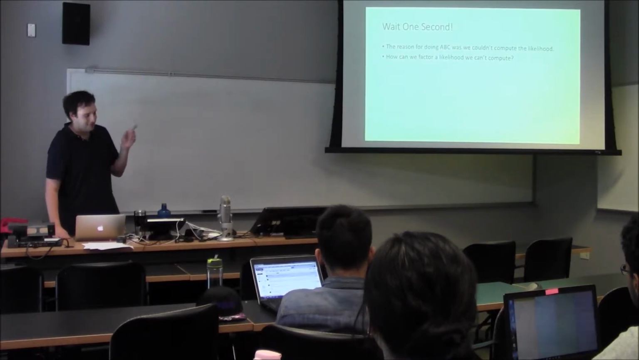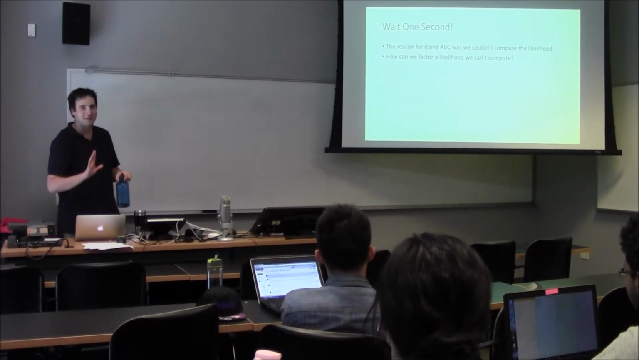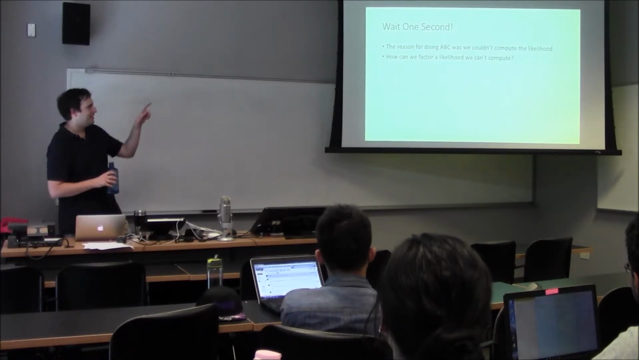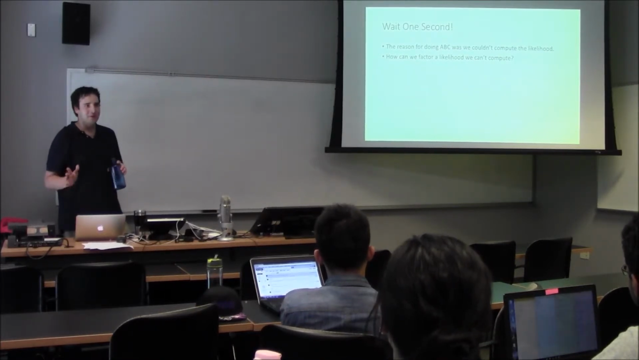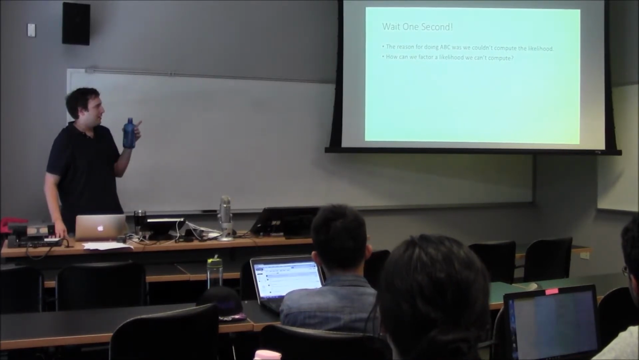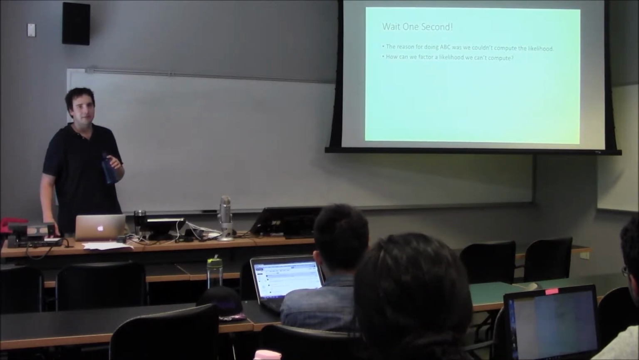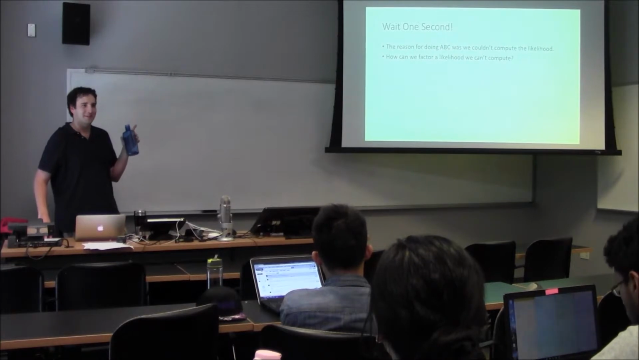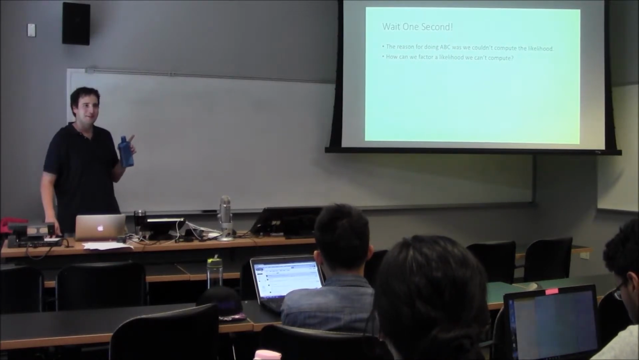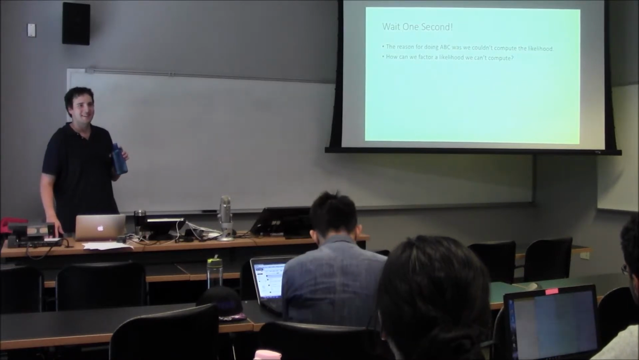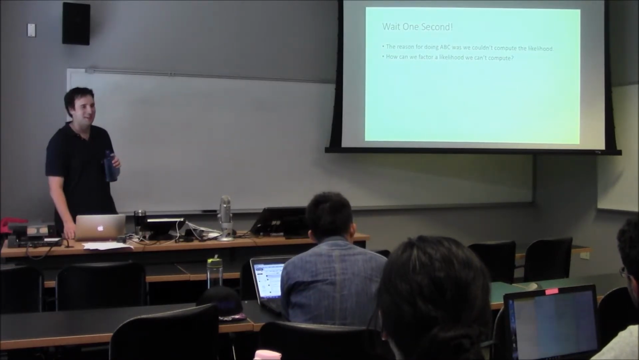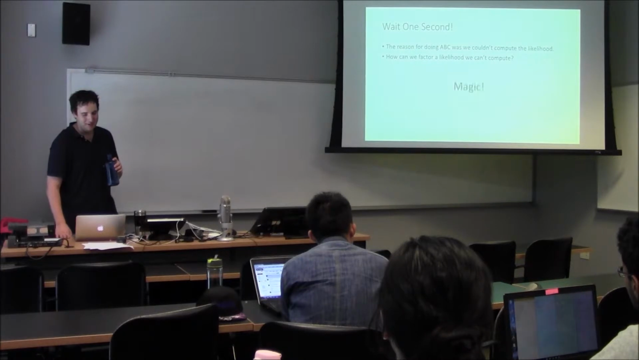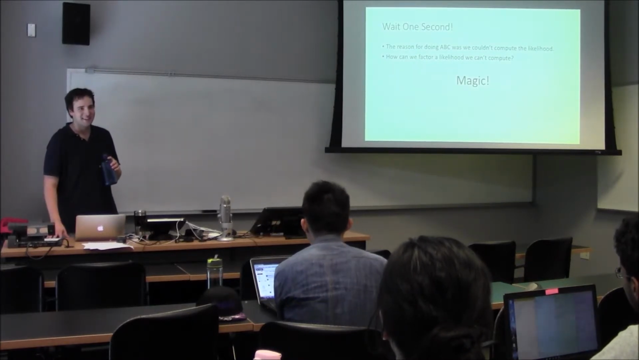So I know that you guys clearly have this question in your mind. The whole reason I told you about doing ABC was you can't compute likelihoods. Well, I just used sufficient statistics to make this better. Sufficient statistics involve factoring a likelihood. That seems a little bit of a cheat, and that is. Because really, what are you going to do instead? Use some magic.